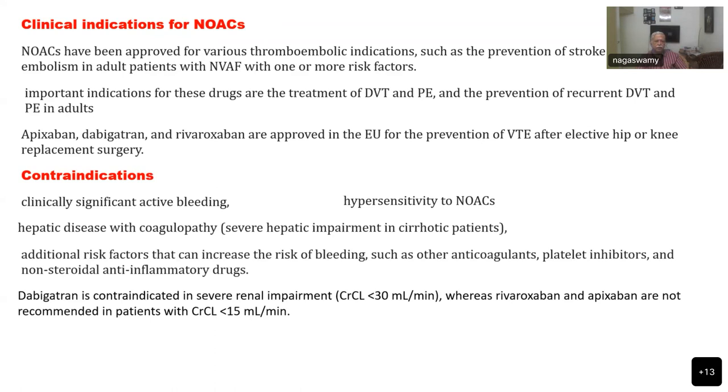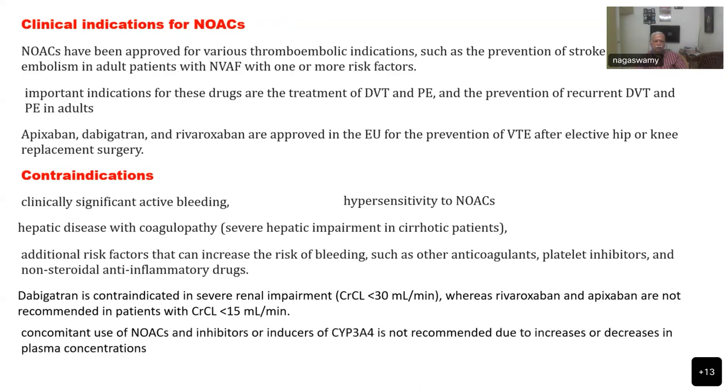And dabigatran is contraindicated in severe renal impairment because 80% of it is dependent on renal clearance. Whereas rivaroxaban and apixaban are not recommended only in patients with less than 15 ml creatinine clearance per minute. So they can be safely used to some extent even in mild to moderate renal diseases.